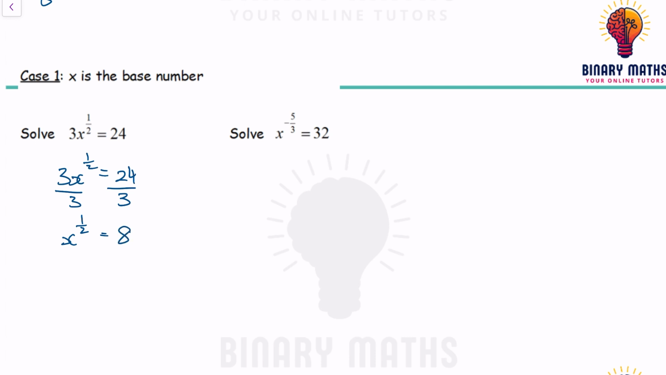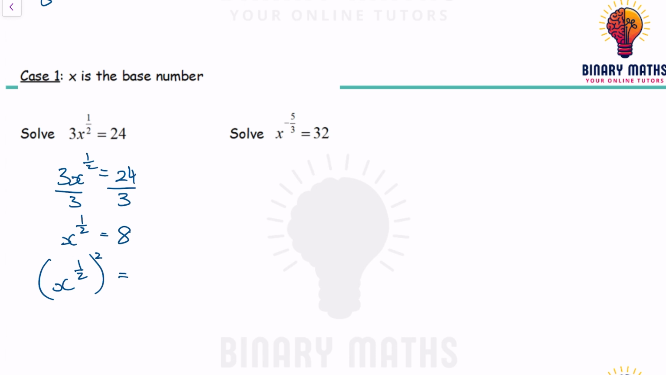Now we've got x to the power of a half. What's the opposite of half? Raising it to the power of a half is square rooting it. So x to the power of a half, if I want to get rid of this half in the index, we need to raise it to the reciprocal of a half, which is 2.